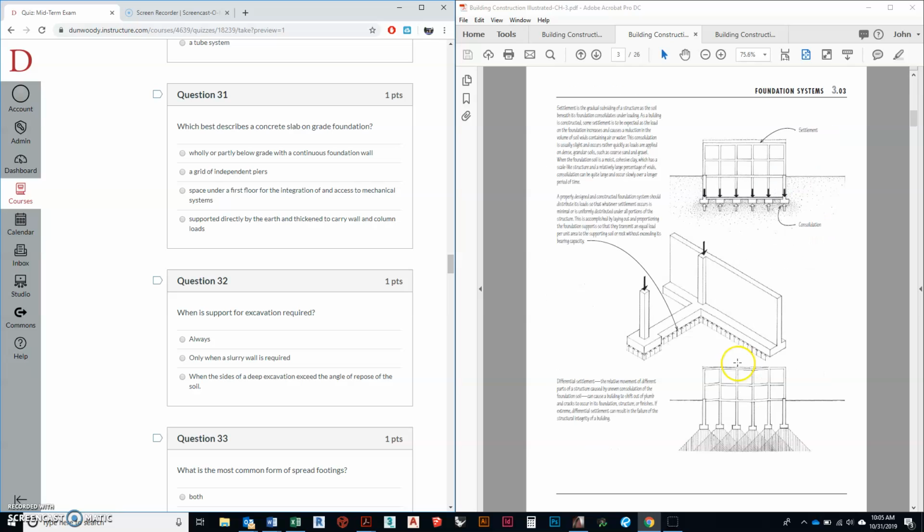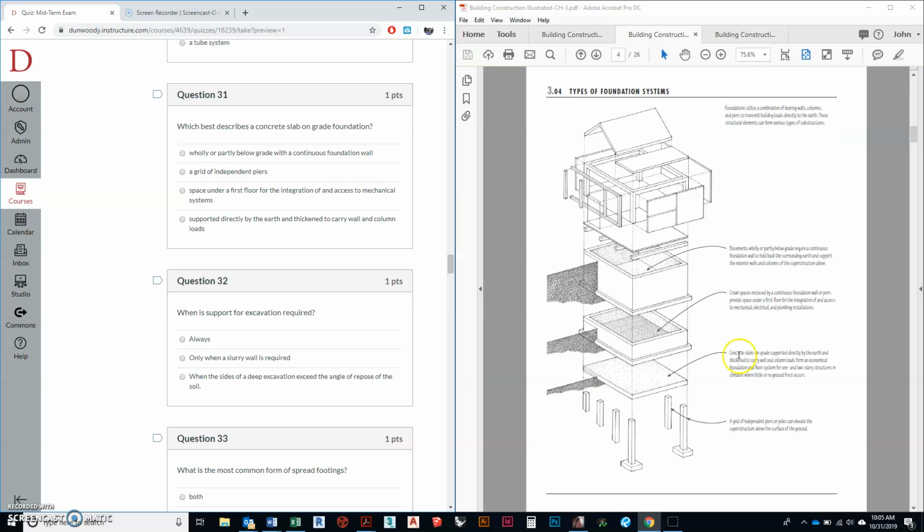So we're starting with foundation systems. We're looking at those types. On 3.4, we have types of foundation systems, and those are outlined. You might want to read through these and see which one best describes what that slab on grade condition is. Concrete slab on grade is right down there.